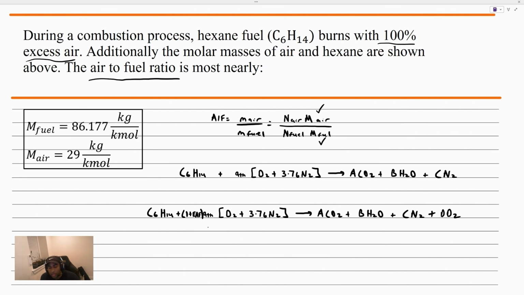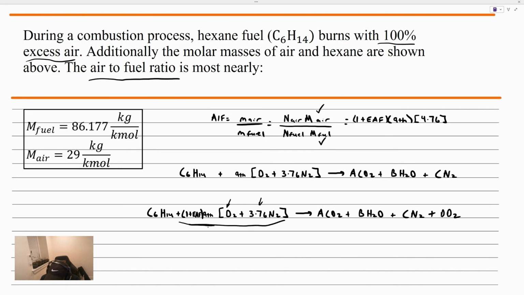Okay, so in terms of what we need to do, we need to take the number of moles of air, which is 1 plus the excess air fraction, multiplied by our stoichiometric coefficient. We're going to take that and multiply it by 4.76. The 4.76 is there because we have 4.76 moles of air. There's 1 mole of oxygen and 3.76 moles of nitrogen. So overall, that's 4.76 moles of air. And we have those two factors in front.